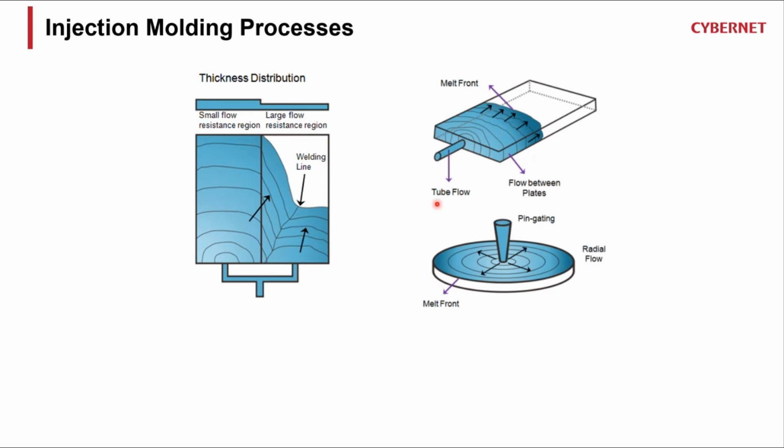This is what we call the tube flow. You can see the flow is projecting toward the inner side. This kind of mold may face a hesitation problem, which means the flow is getting slower until it may stop somewhere here. This is called the pin gate. And you can see the radial flow is flowing radially very nicely.